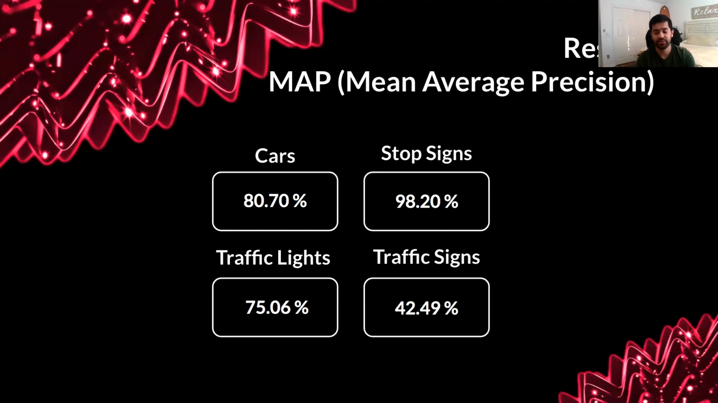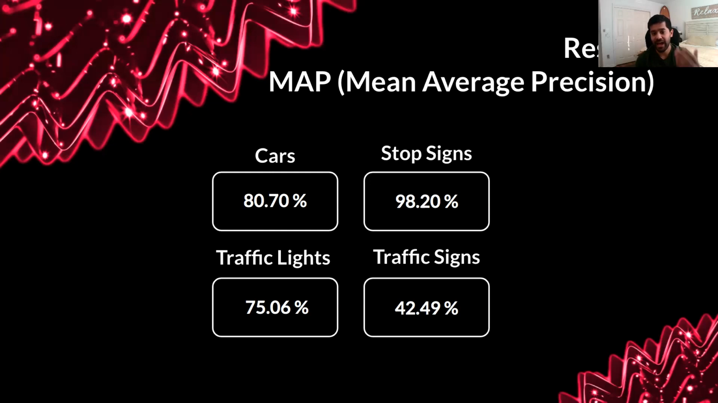All right, so now let's actually quantify the results. So I mentioned mean average precision score before. Precision, what does that mean exactly? That means when a model detects, hey, this is a car, I'm 80% sure that this is a car. And then same thing with stop signs. As you can see, it's a very high precision score. Traffic lights, 75%, that's okay. Traffic signs, as predicted, is going to be lower, so 42%. And that's okay. There was no convolutional layer that had been trained on traffic signs before, so my precision score was going to be lower.